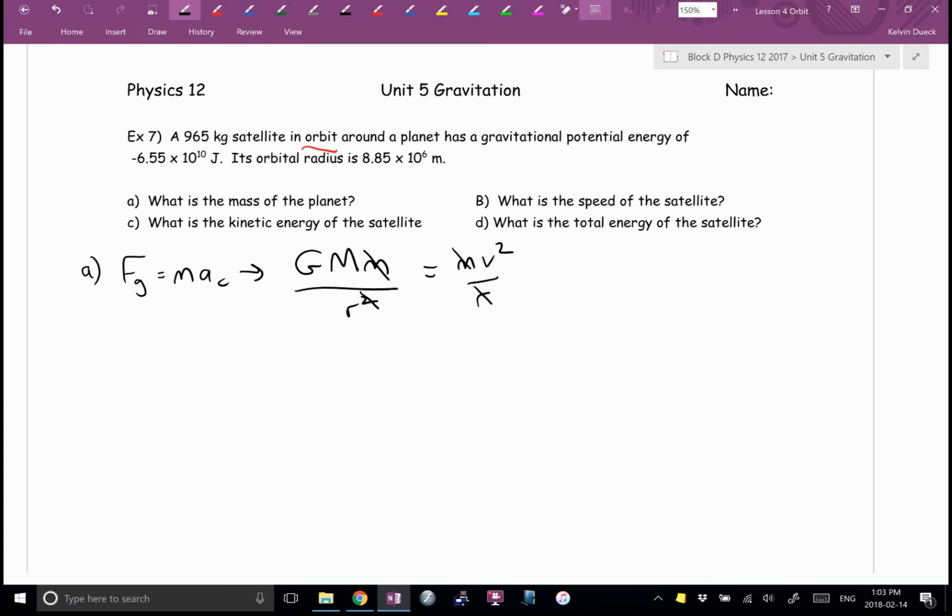Potential. Let's try that. It's going to be negative big G. I'll make a little note here. Because there's two unknowns, let's go negative big G, big M, little m over R. That equals negative 6.55 times 10 to the 10th.